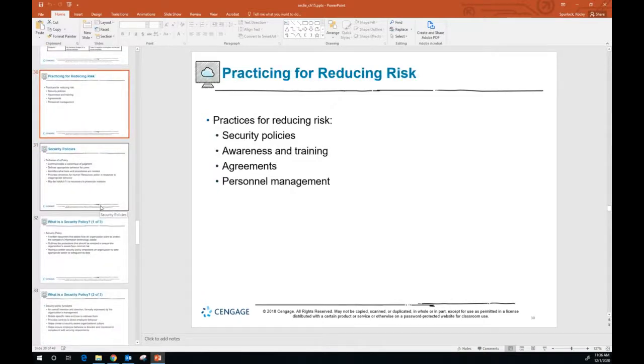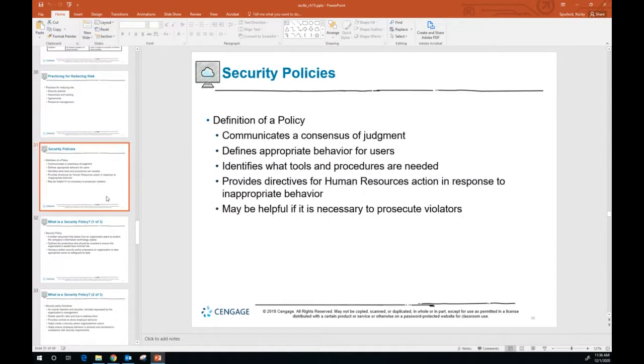A practice for reducing risk. Some of these practices include security policies, awareness and training, agreements, and personnel management. We look at the definition of a policy that communicates a consensus or judgment, defines appropriate behaviors for users, identifies what tools and procedures are needed. It also provides directives for human resource action in response to inappropriate behavior. This is something that may be helpful if it's necessary to prosecute the violators.